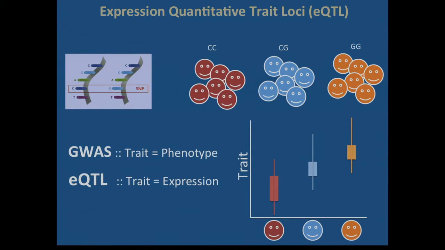If my phenotype happens to be gene expression for a specific gene, then this whole thing is called eQTL, expression quantitative trait loci. Same thing: you're looking at one SNP here, and we are asking, given the genotype at that SNP, are the expression levels very different in individuals who have this genotype versus this genotype versus this genotype? Okay? So that's eQTL for you.